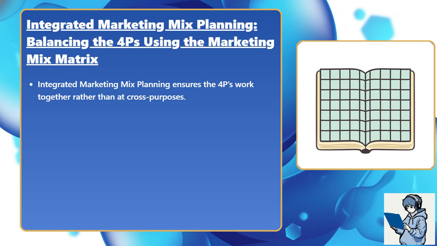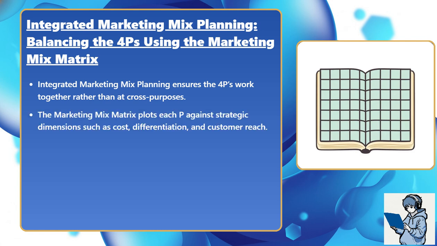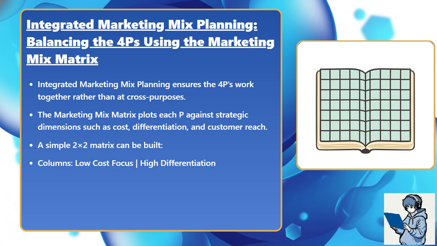Integrated marketing mix planning ensures the 4P's work together rather than at cross purposes. The marketing mix matrix plots each P against strategic dimensions such as cost, differentiation, and customer reach. A simple 2x2 matrix can be built. Columns: low-cost focus and high differentiation. Product: basic features under low-cost focus, premium features under high differentiation.